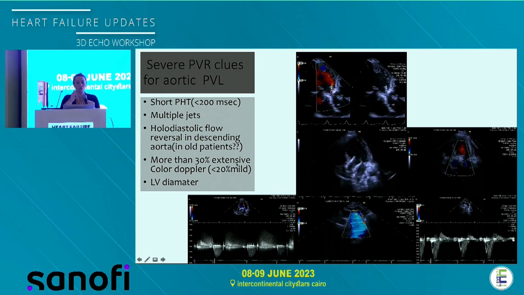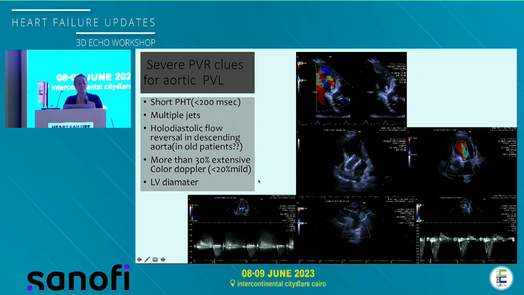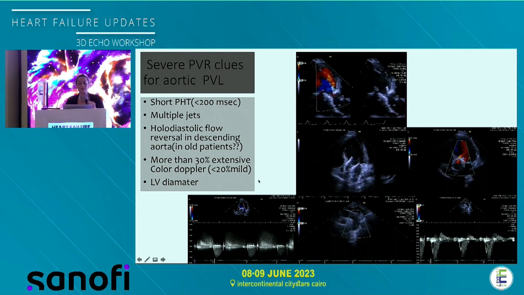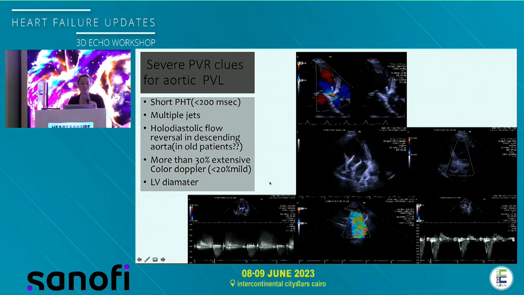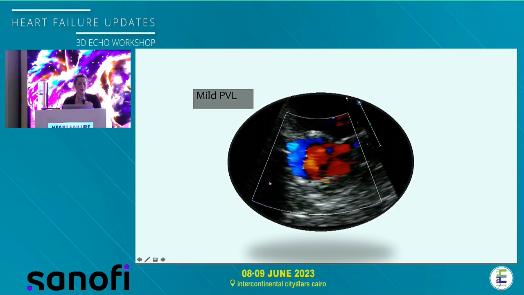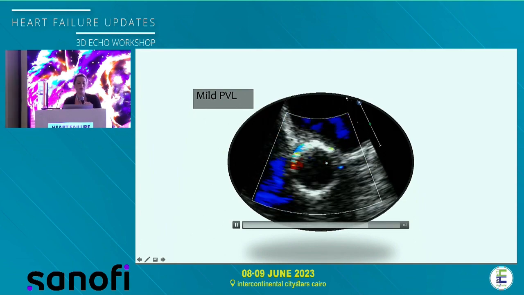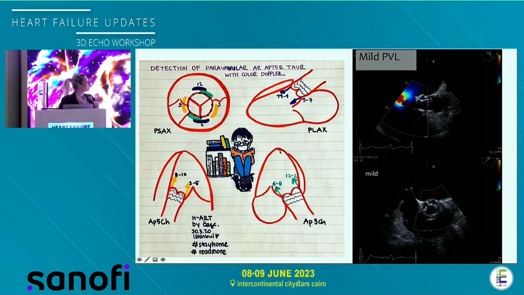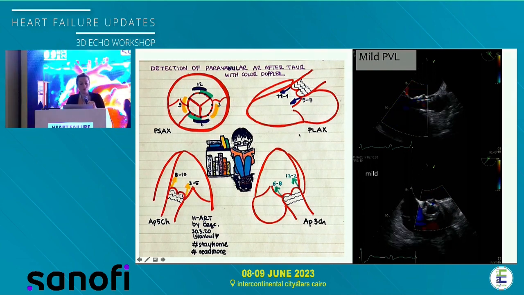And as Dr. Ahmet Farid already mentioned in his lecture, more than 30% of extensive color Doppler is also consistent with severe PVL. If it is less than 20, it's consistent with mild paravalvular leak, and LV diameter is also important. This is a mild PVL example. You see it's like 10 to 15% of the whole annulus. And this was a drawing of mine from COVID era, as you can understand from this guy. This is a detection of paravalvular or aortic regurgitation after TAVR with color Doppler on transthoracic echocardiography.